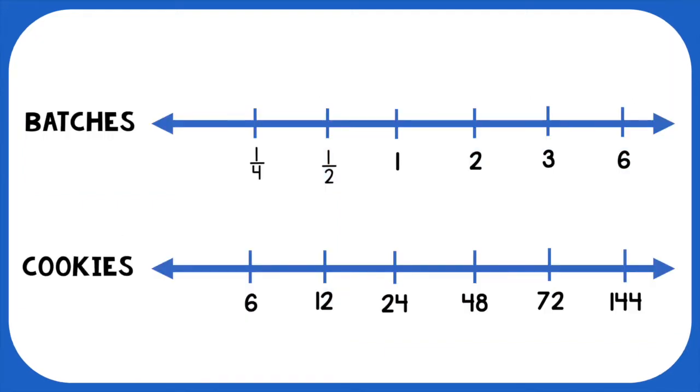Another way to show these ratios is using a double number line. This shows the same information as the table, but in a simpler format. One batch makes 24 cookies. 1/4 of a batch makes 6 cookies. And 6 batches makes 144 cookies.